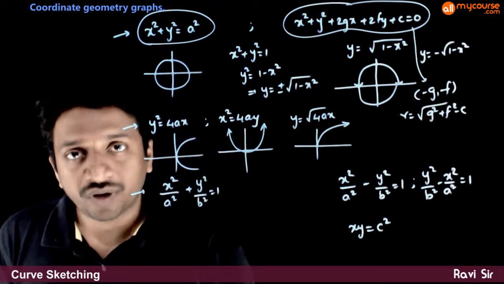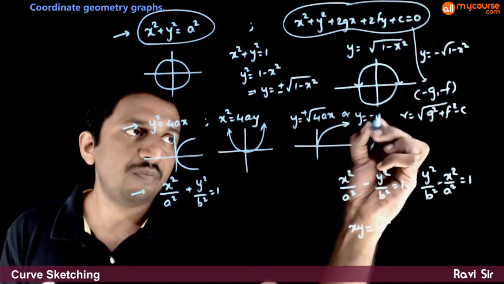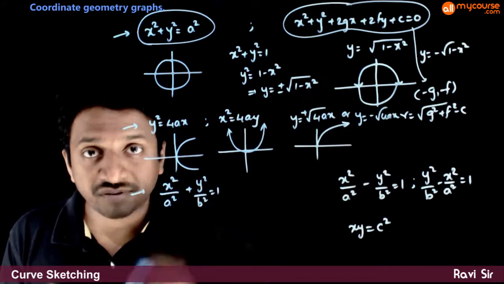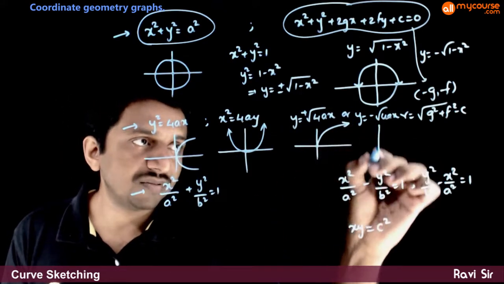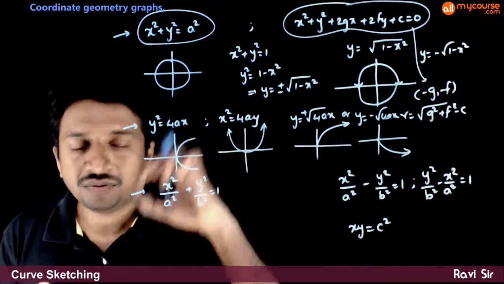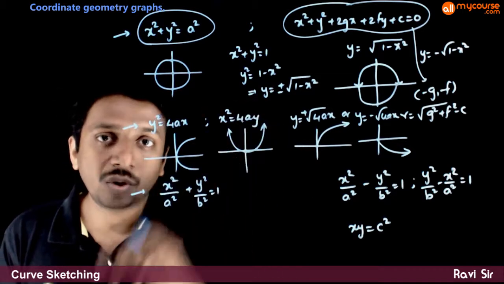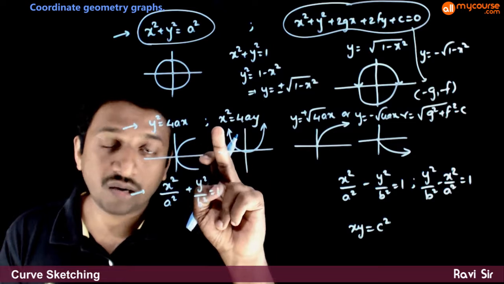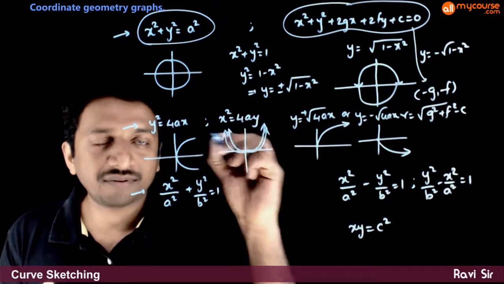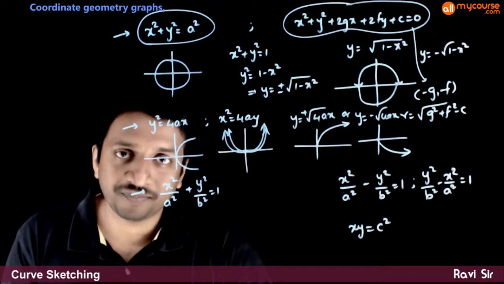Y square is equal to 4x means y is equal to either plus root 4x or y is equal to minus root 4x. Plus root 4x gives you the upper half of the parabola, minus root 4x gives you the lower half of the parabola. And this or this combinedly gives you the whole parabola. The same thing happens with x is equal to root of 4ay. If you have x is equal to plus root 4ay, you get this half. X is equal to minus root 4ay, you have this half. Combinedly, you get the total parabola.